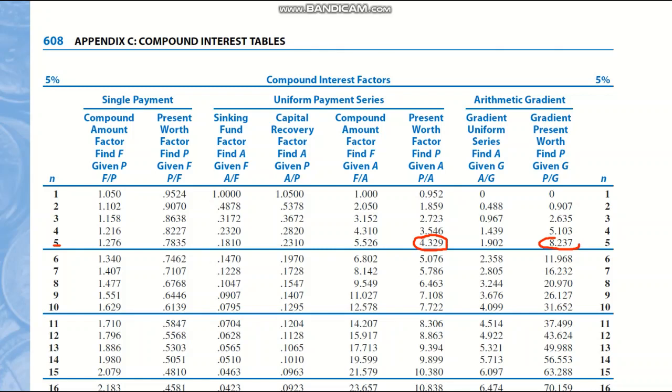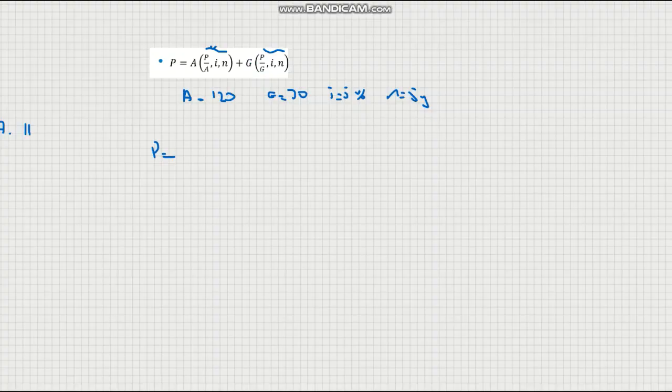So I need to multiply 120 by 4.329 plus 30 multiplied by 8.237, right? Okay, let's go back and write it down. Here P is 120, which is A, multiplied by P over A, I, which is 5% and 5 years.